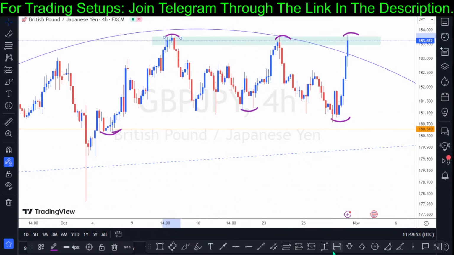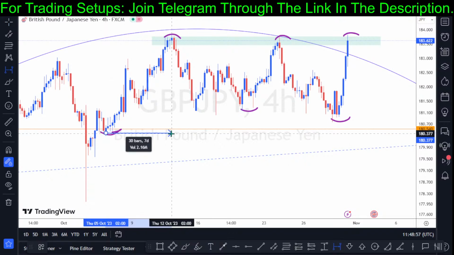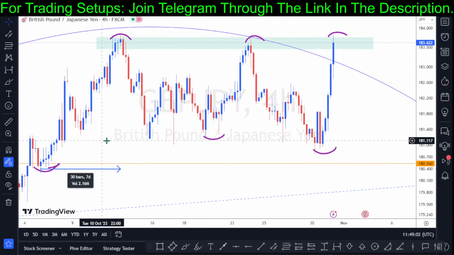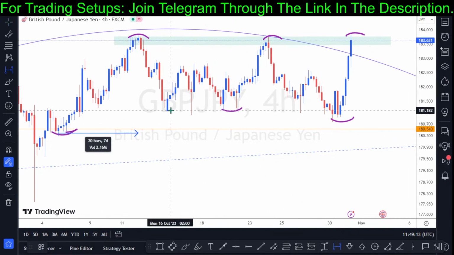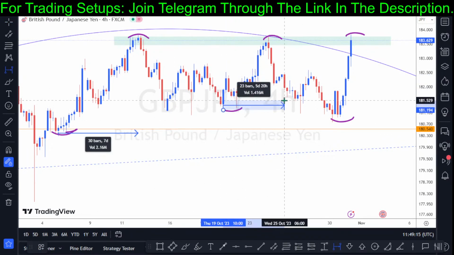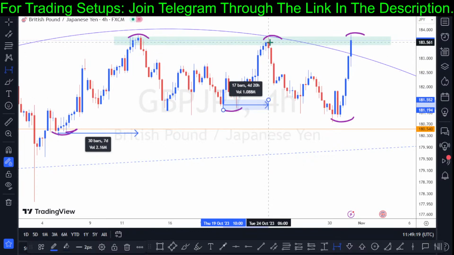So let's try to measure the momentum from this swing low all the way to this high. You can see it took 30 bars. That is 7 days. That means there isn't much momentum from this swing low to the high swing right here. Likewise, from the swing low structure right here to the peak right here, it took 17 bars. That is 4 days and 20 hours.